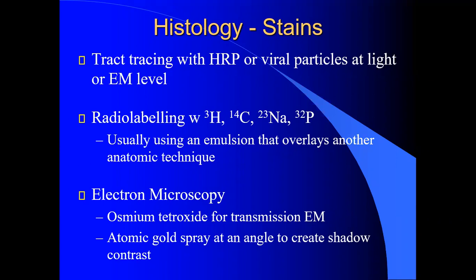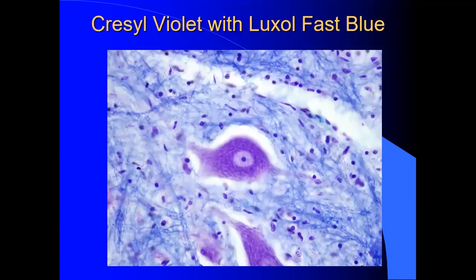And then for electron microscopy, the classic stain is osmium tetroxide, and we'll see that. If you're going to use scanning EM, we use atomic gold, which is sprayed on the tissue at a low angle, and I'll show you pictures. It's just easier with the pictures in front.